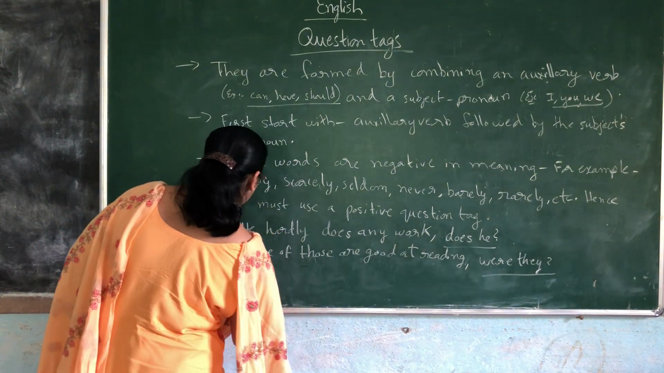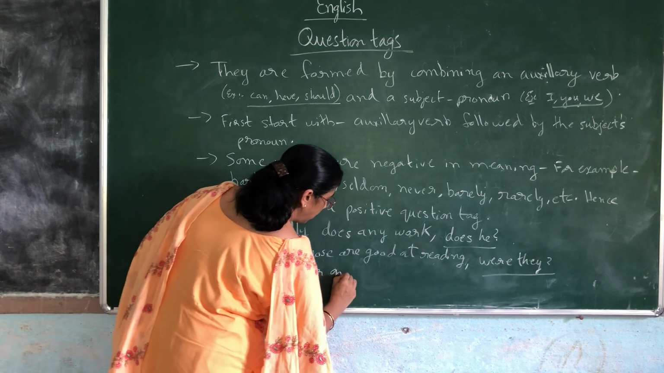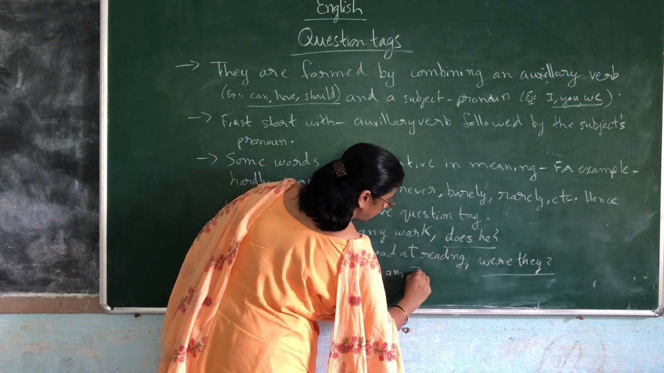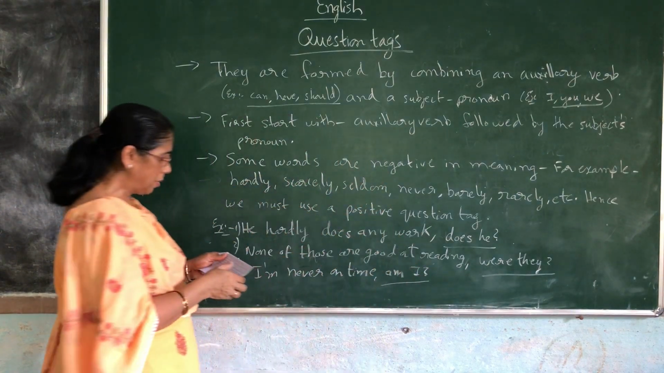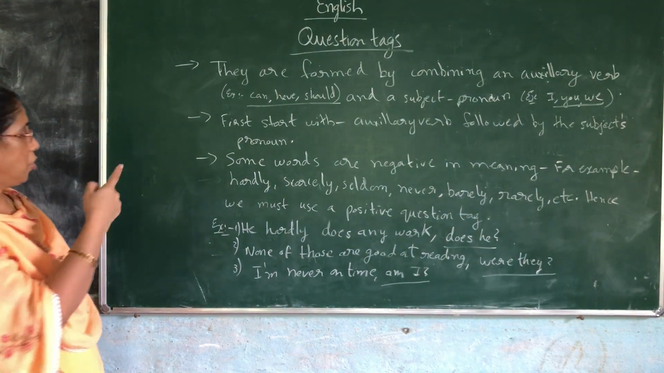One is, I am never on time. Never means not at all. Am I? You are just questioning. I am not on time. Am I on time? Like this you are asking the questions. So I hope it is clear, ma'am.